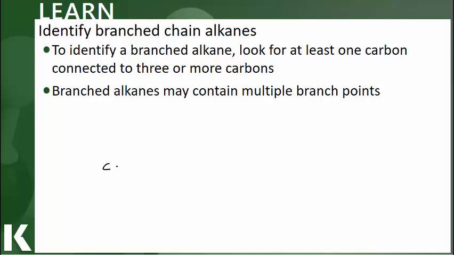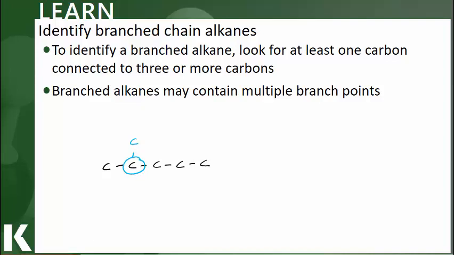So let's just start by drawing out a straight chain alkane. Now notice in this straight chain alkane, each carbon is attached to only 1 or 2 other carbons, making it a straight chain alkane. But if we were to attach another carbon, notice that this carbon is attached to 3 other carbons. So this molecule drawn here would be a branched chain alkane.